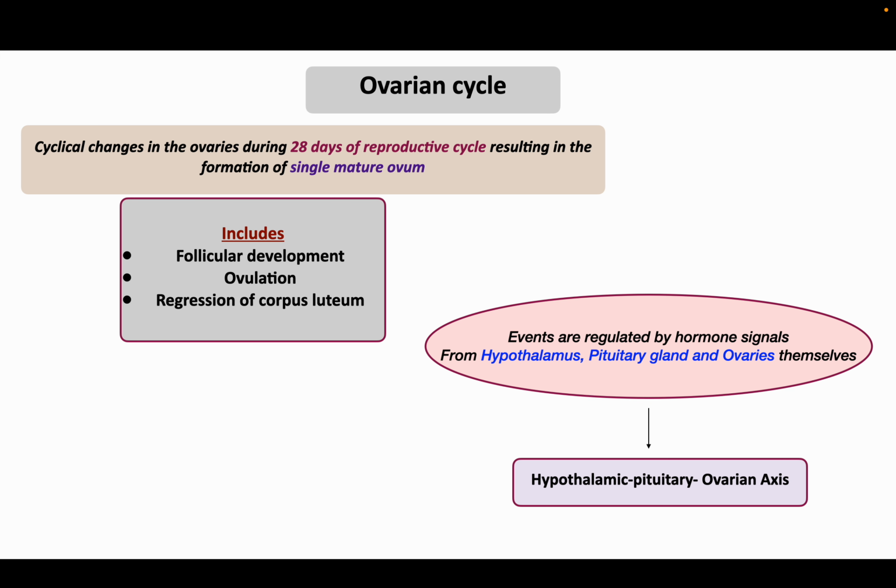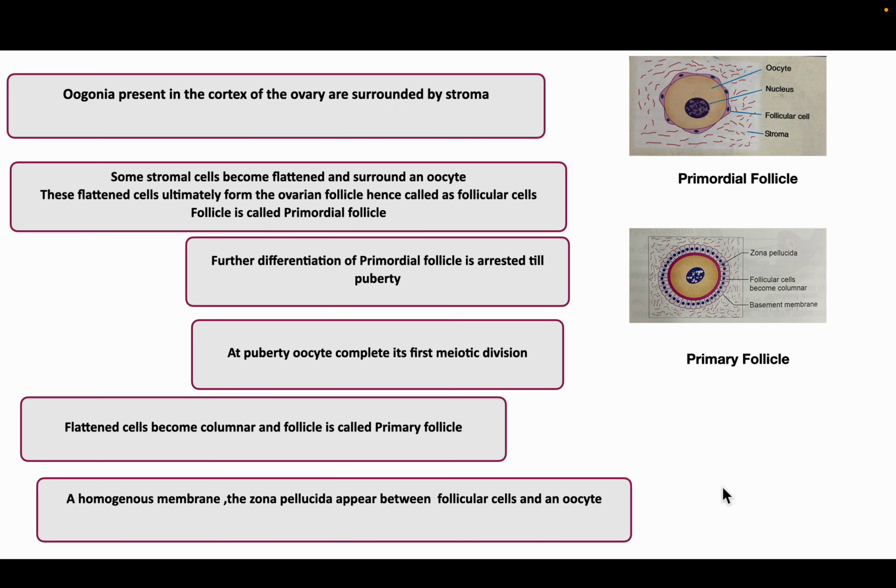Now, this is the ovarian cycle, because we have to discuss the relationship between the uterine cycle and ovarian cycle. These are the changes happening in the ovary. The cyclical changes in the ovary during the 28 days of the reproductive cycle result in the formation of a single mature ovum, which includes follicular development, ovulation, and regression of the corpus luteum. This ovarian cycle is under the control of these glands: starting from the hypothalamus, the signal comes to the pituitary gland, then to the ovaries. That is known as the hypothalamic pituitary ovarian axis.